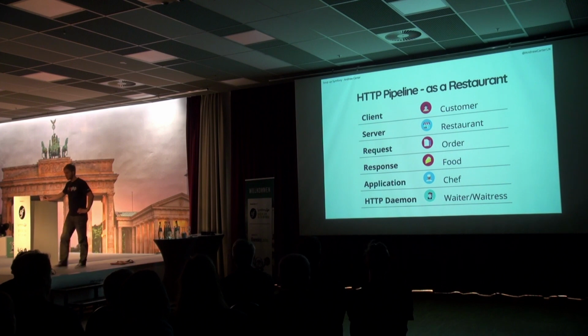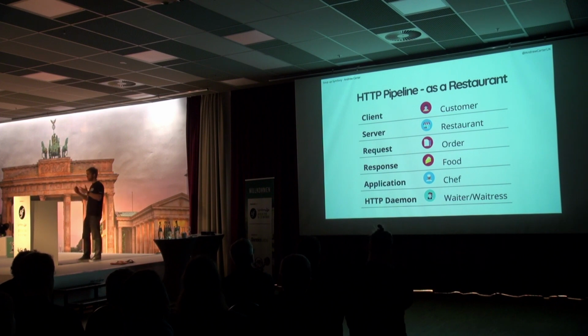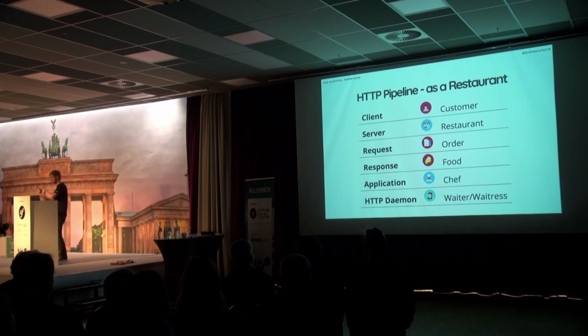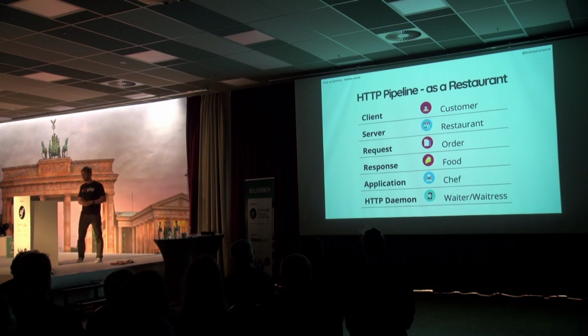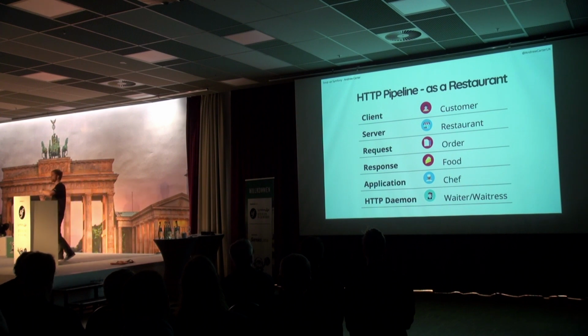Right? Which means that the client should be our customer. The client is the customer, the server is the restaurant, the request is the order, the response is the food, the application that makes the response is the chef, and the PHP daemon is the waiter or waitress. Are we happy with the rules now?